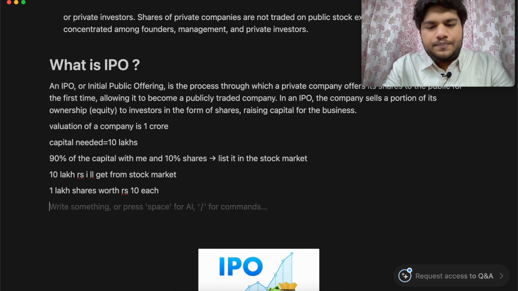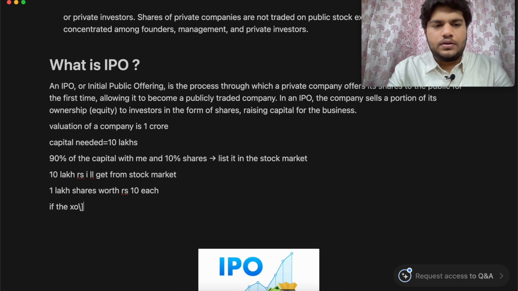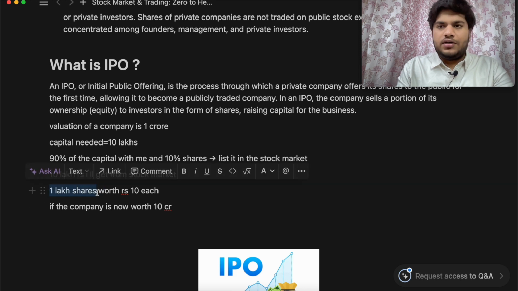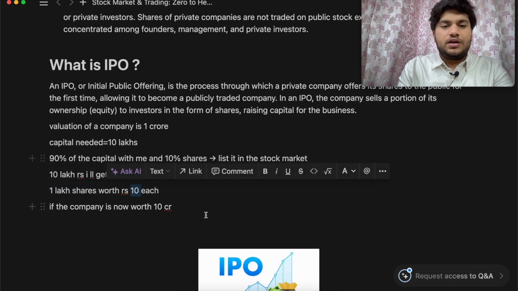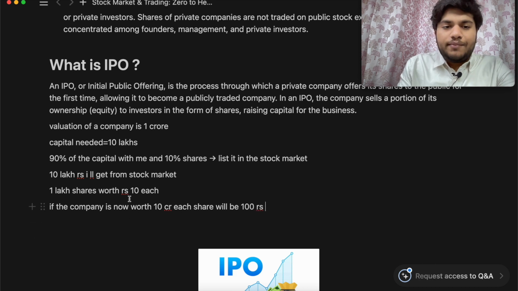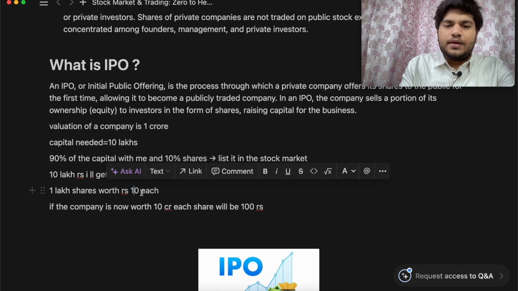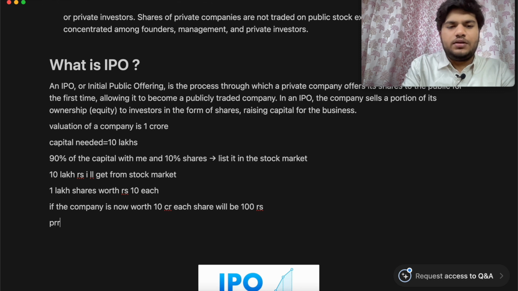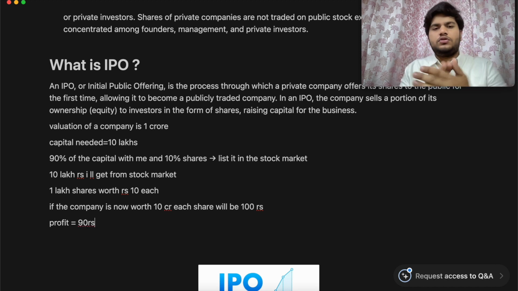So now what if the company is now worth 10 crores, then what will happen? 1 lakh shares were listed in the stock market and they were 10 rupees each. Now each share will be 100 rupees. So the person who had bought it at 10 rupees at the IPO can now sell it at 100 rupees and his profit will be 90 rupees. So this is how the IPO works.